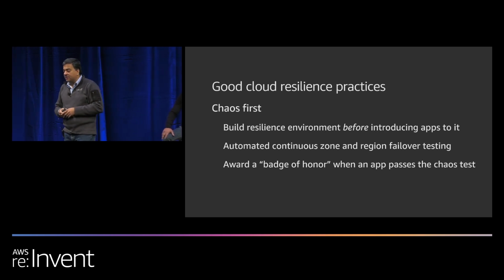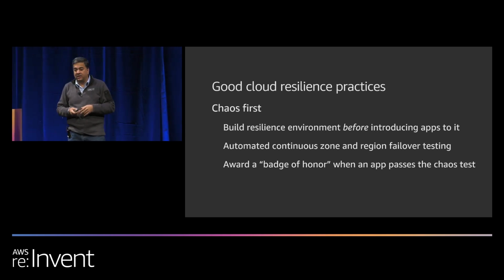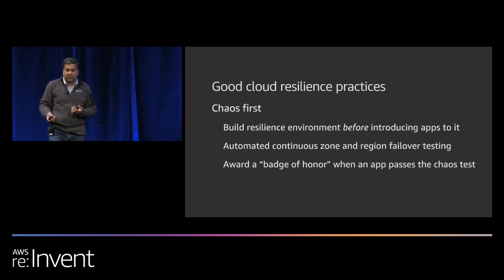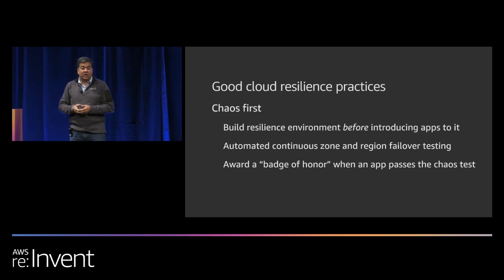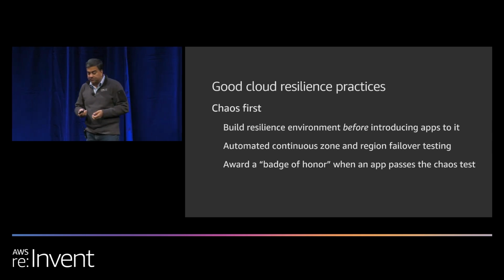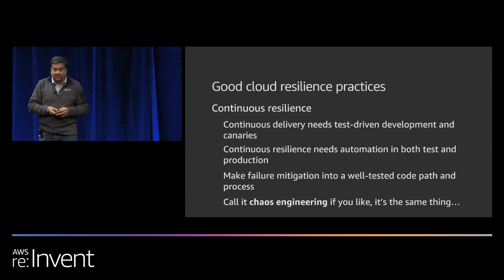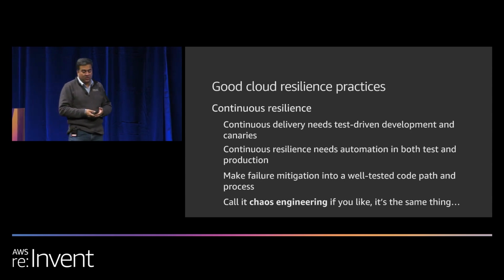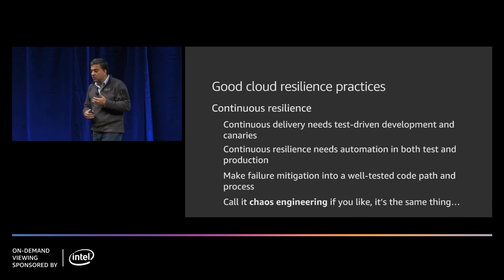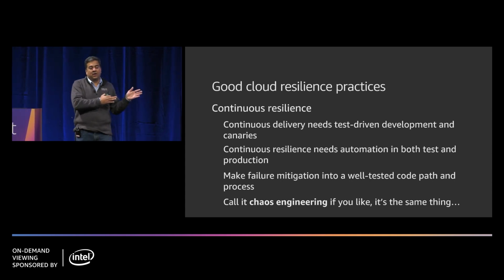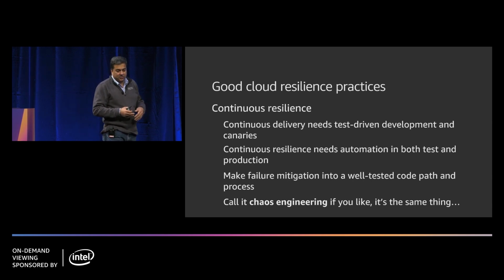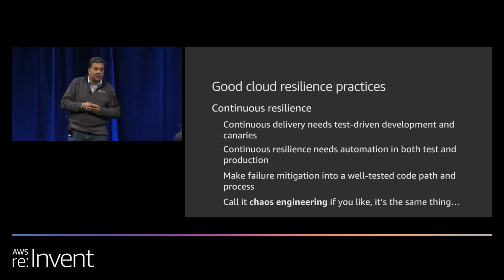Practice. Chaos engineering is important. You have to basically make sure you practice those muscles for your applications, make sure that you know what you're doing. Give out badges of honor to application developers who have passed their application through a chaos test, because that's important. And practice continuous resiliency, right? So it's all chaos engineering, but it's a different name. So basically do like what we do for the application development lifecycle. We have DevOps. So this is like a test phase in that.